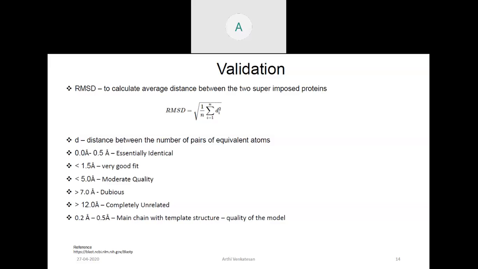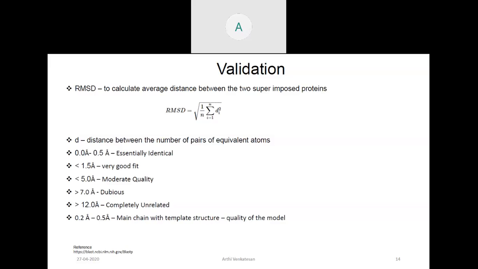Superimposing is nothing but merging two proteins. I don't know whether the term merge is correct here. Comparing, yes, just comparing. Since we are in the bioinformatics field, we use the term superimposed, we don't say merged. With the help of superimposing two protein structures, that is your target and your template, you can find out the average distance between both. D stands for distance, and the remaining things I have already mentioned.